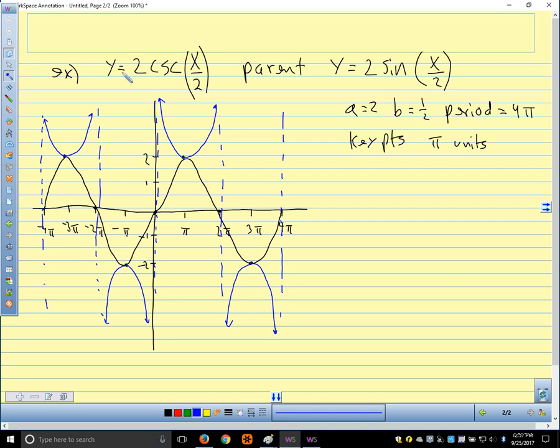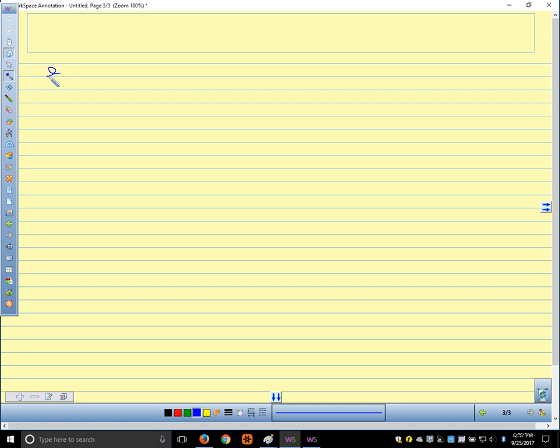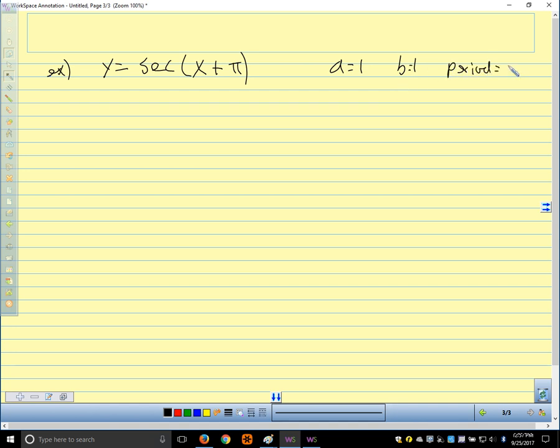All right, let's look at one more example. Let's do a secant graph. We'll graph y equals secant of x plus pi. So a is 1, b is 1, period is 2 pi. We get key points every pi over 2 units, a quarter of the period. And we're shifting left pi. So we're ready to sketch.